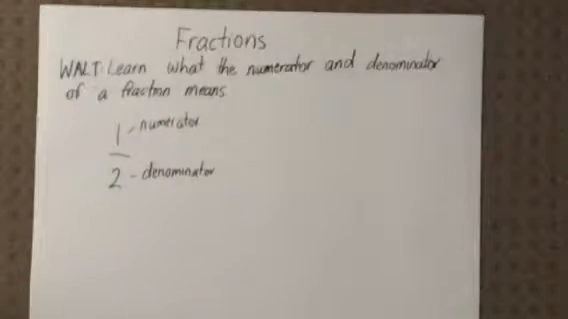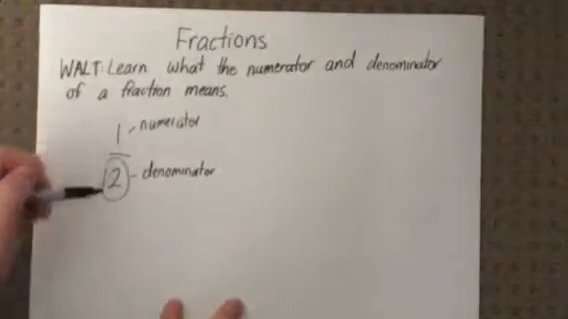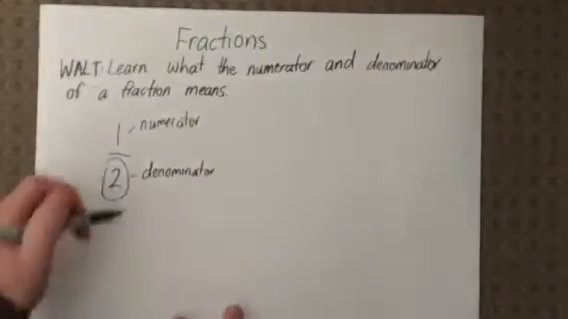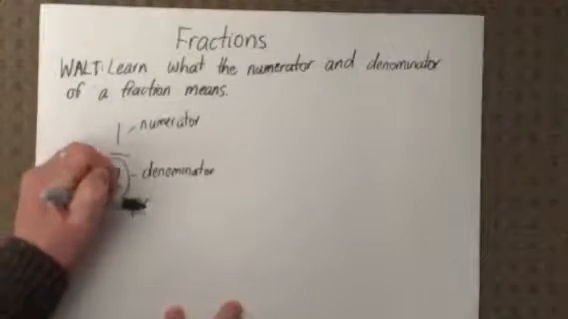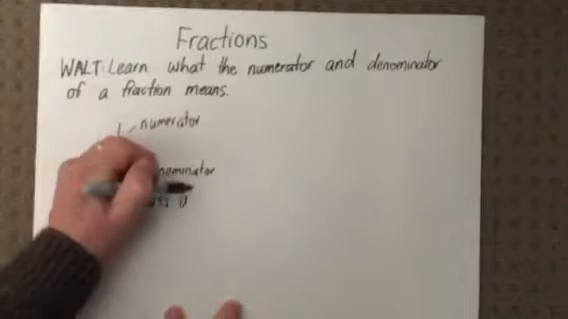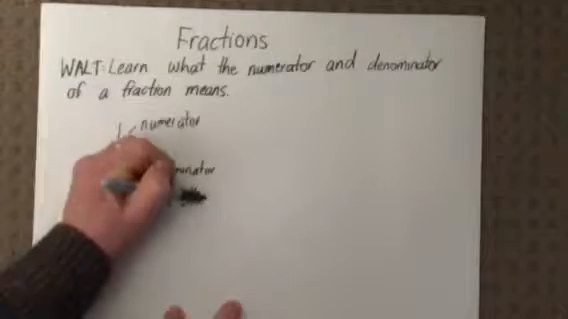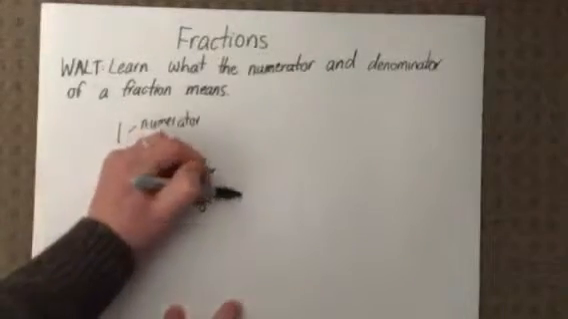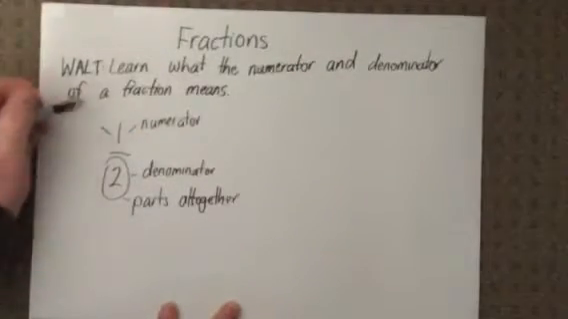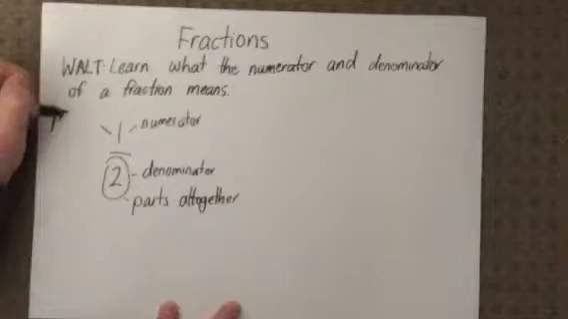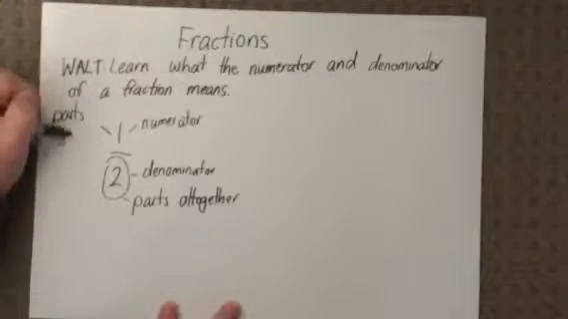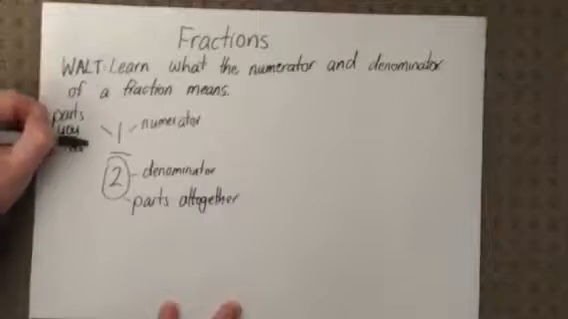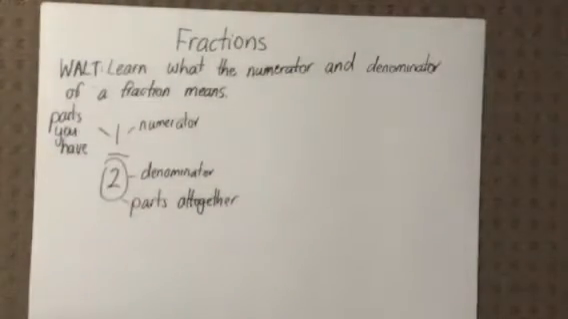Okay? The denominator, this number down the bottom, is how many pieces or how many parts there are all together. Okay? How many parts there are all together. And this one on the top is how many parts you have. Okay, so how many parts of it there are that you have, and the number on the bottom is how many parts are all together.